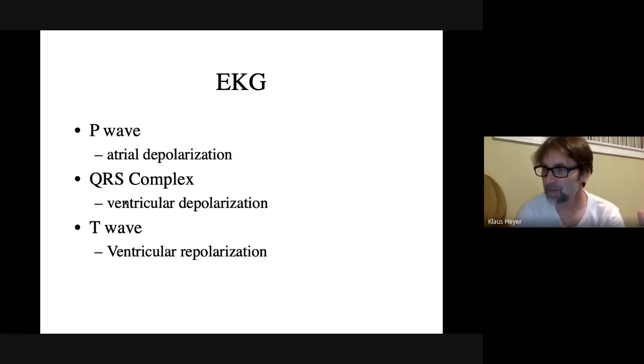P wave, atrial depolarization. QRS means ventricular depolarization. It doesn't mean the ventricles are contracting, technically. The depolarization is the electrical part. That's going to cause the mechanical contraction of the ventricles. Sometimes you could have the electrical impulse, but the ventricles are not contracting. So it's getting the electrical signal, but the muscle's not reacting to it. So it's a different question.